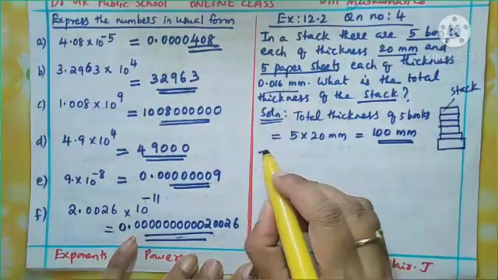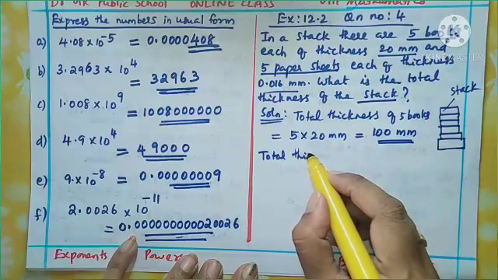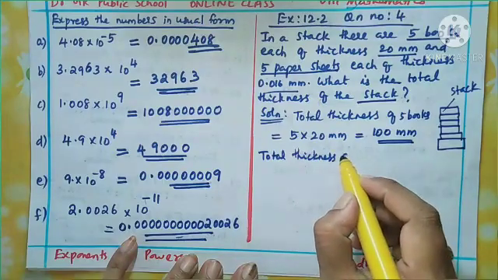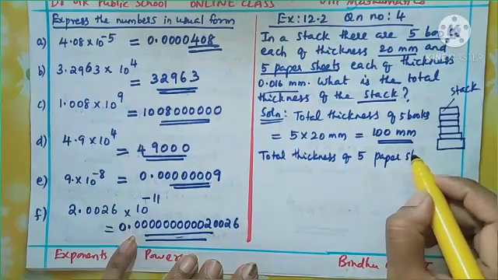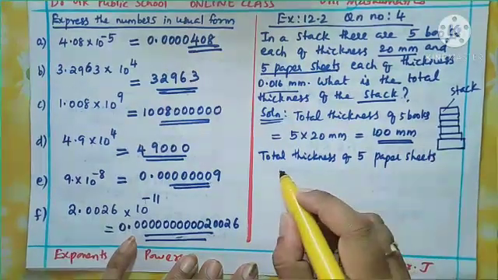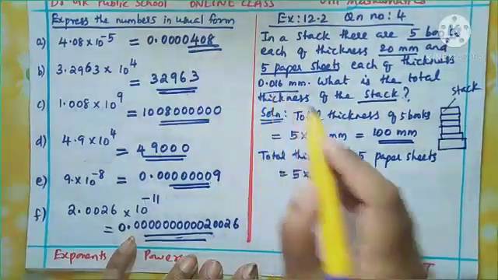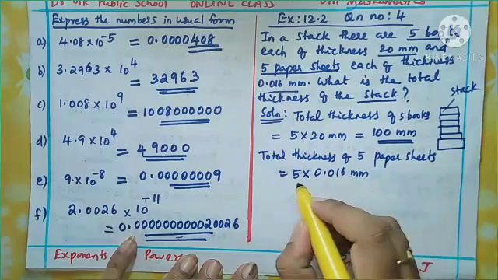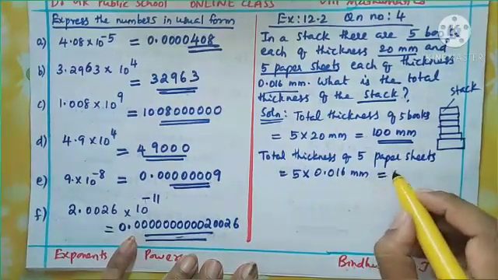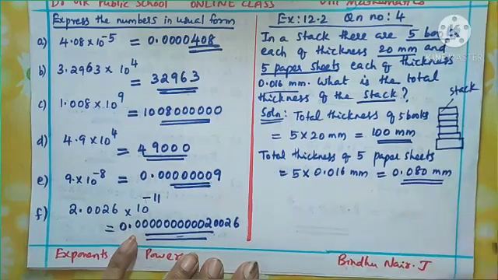Similarly, you want to find the total thickness of the paper sheets. Total thickness of 5 paper sheets is equal to 5 into the thickness of one paper, 0.016 millimeter. When you multiply this, you will get 0.080 millimeter as the answer.